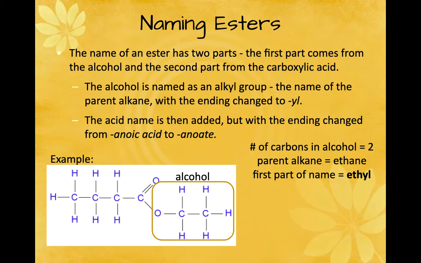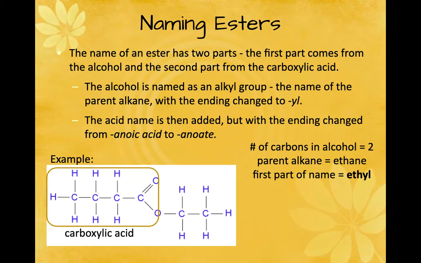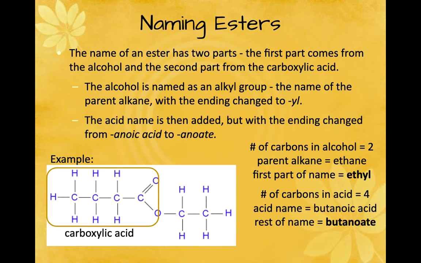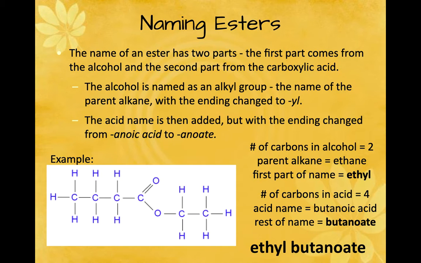Then we look at the carboxylic acid part of the ester. It has 4 carbons. So the acid name would have been butanoic acid. We're going to change the ending of that to butanoate. So that's the second part of the name. Then you put those two together, and this ester would be called ethyl butanoate.